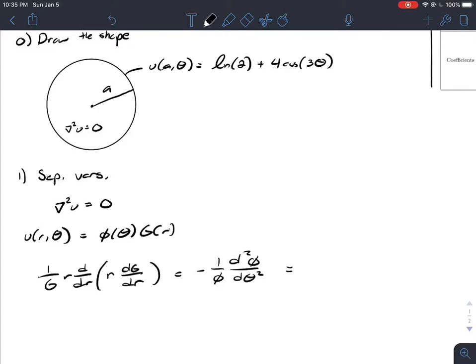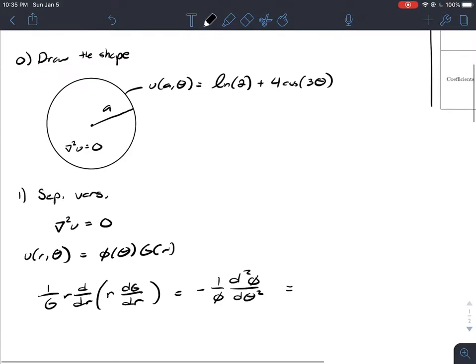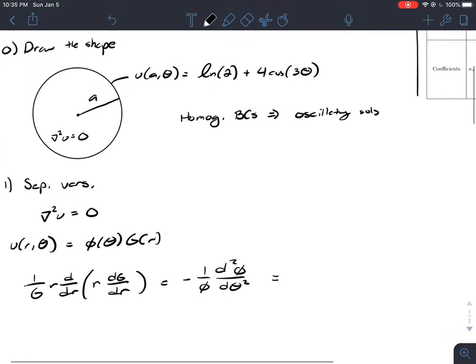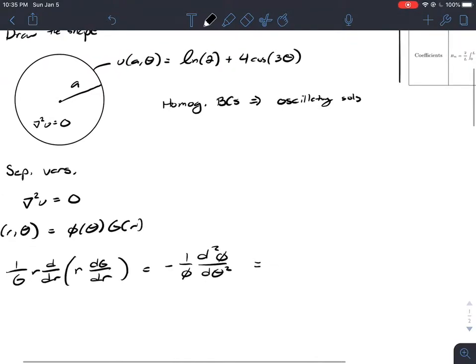Okay. So now that we've separated the variables appropriately, we have to decide the value of the separation constant. Should we decide the separation constant to be a positive number or a negative number? Remember that if we have boundary conditions that are homogeneous, that correlates to oscillatory solutions. So the implicit boundary conditions that are not explicitly given, but are implicit to the circle, are the periodicity boundary conditions.